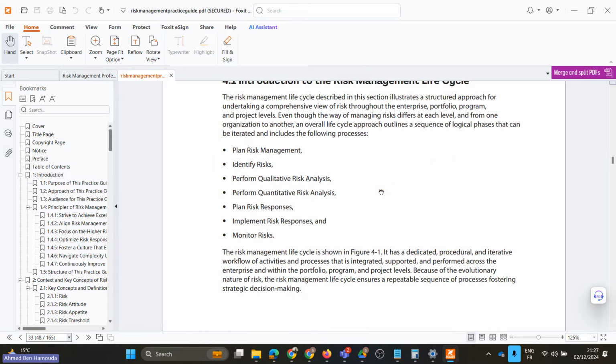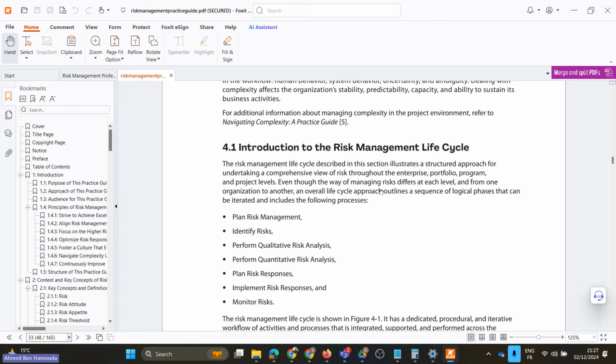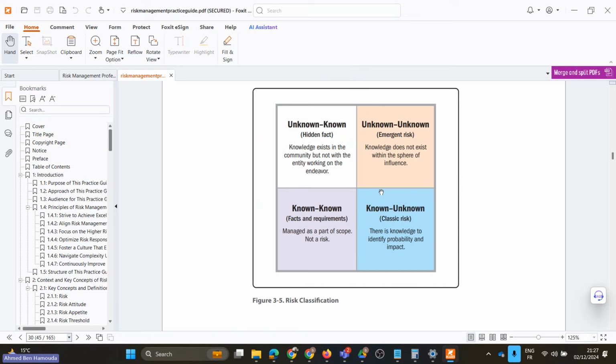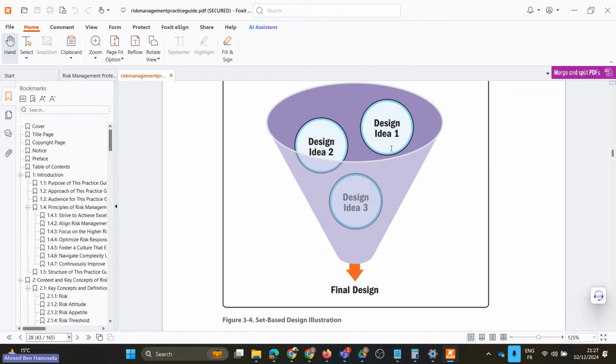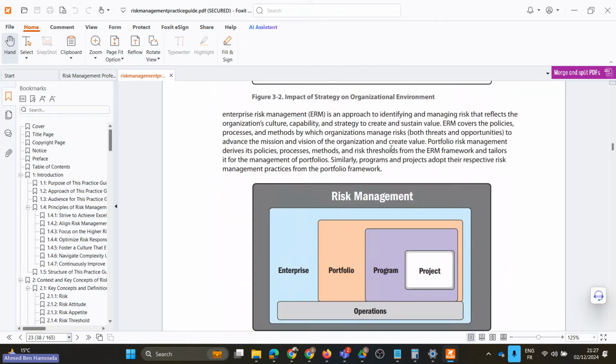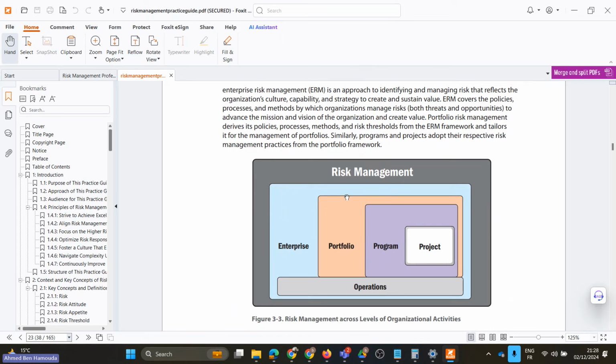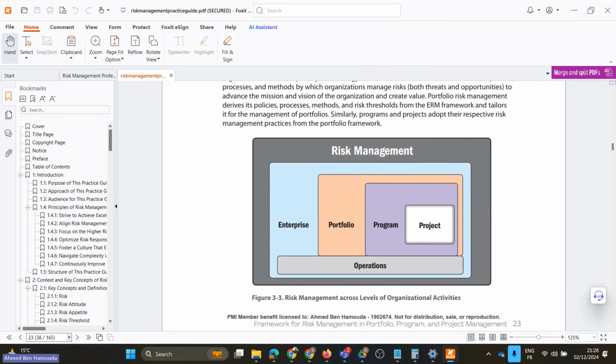Okay, I think this is all I wanted to share with you. These are all things we will see in the next session. So this is just the last part I wanted to show you, which is about risk management on these different levels. This is risk management on an enterprise level, on a portfolio level, on a program level, and on a project level. And of course, at the same time, there are operations.